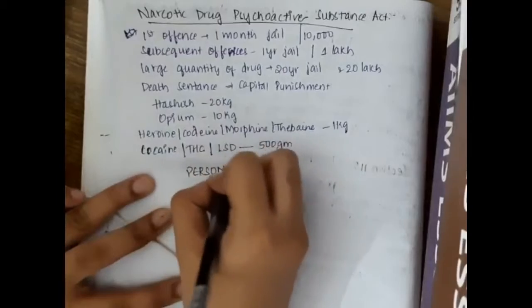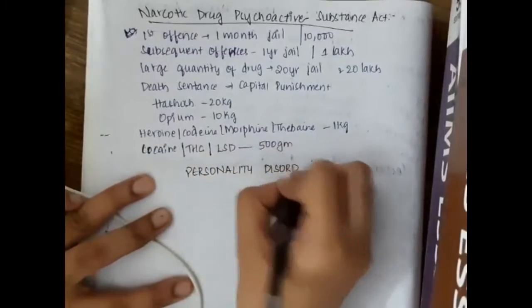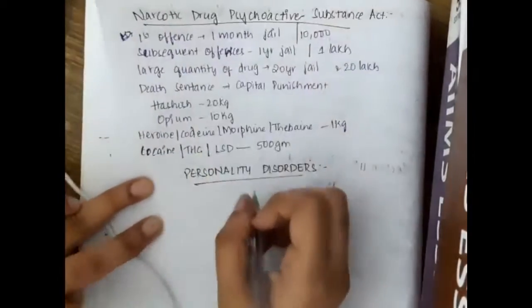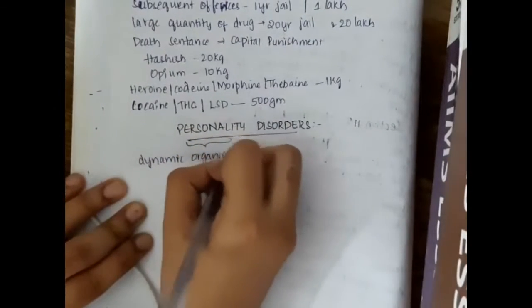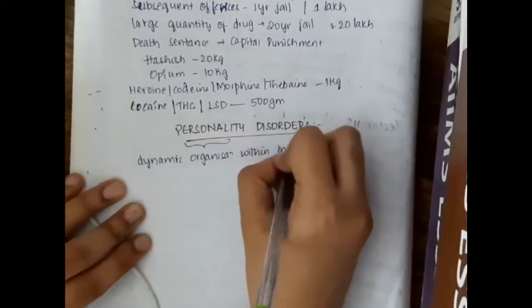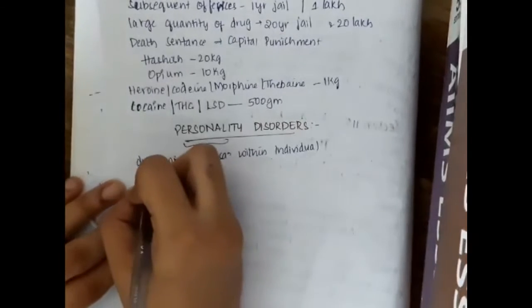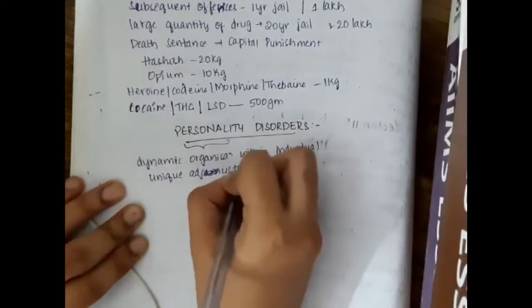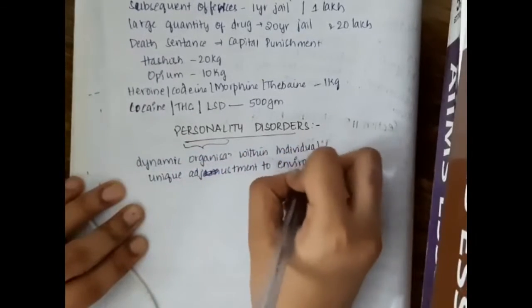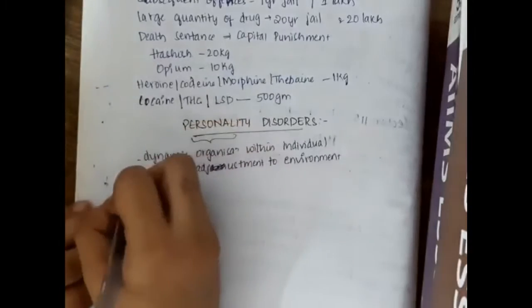Hello friends, let us now learn some important points about personality disorders. First, personality. Personality is a dynamic organization within the individual. It gives unique adjustment to the environment.